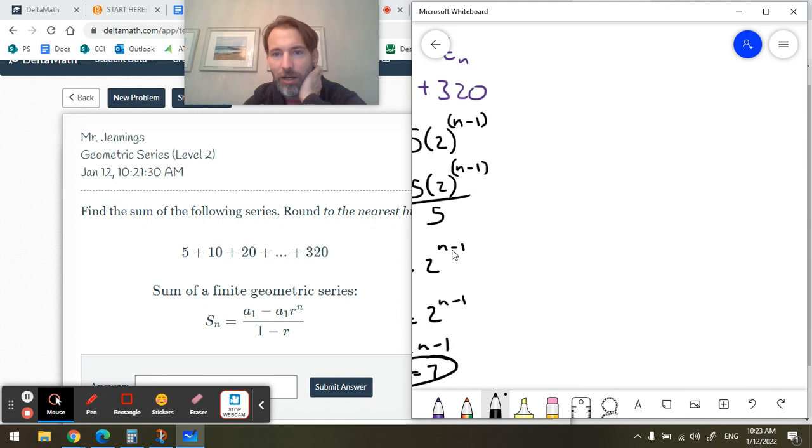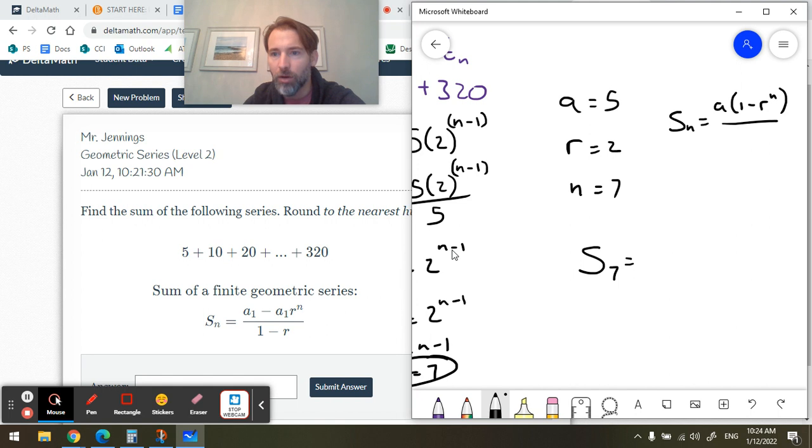So now let's write out our a again. Our a was equal to 5. That was our first term. Our r was 2. And now I know our n is equal to 7. So now I can sum all of this as a geometric series. S of 7 is equal to, I can just write out the formula for you here: S of n is equal to a times 1 minus r to the n over 1 minus r. So a is 5, multiplied by 1 minus 2 to the 7 all over 1 minus 2.